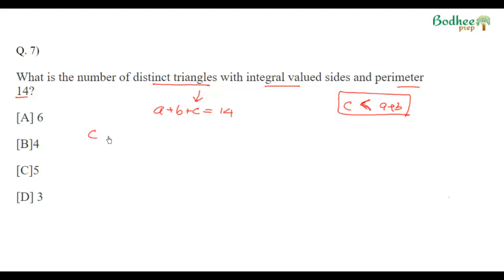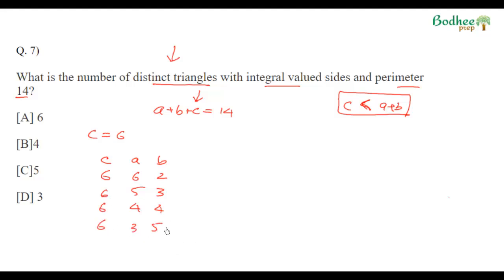So the largest possible value of C which we can take is 6, and if I take C to be 6, then the sum of the other two has to be 8. So we can take 6 and 2, we can take 5 and 3, right? We are taking both the values to be 6 because we have not been given that all the three sides should be different. The sides can be equal. The only thing is that we have to find distinct triangles. Correct? And 4 and 4. So these are the three triangles possible.